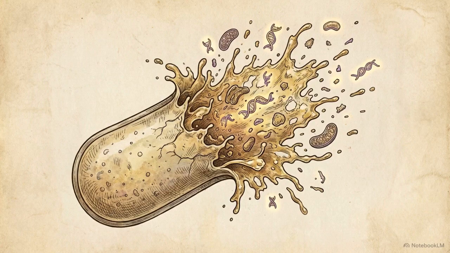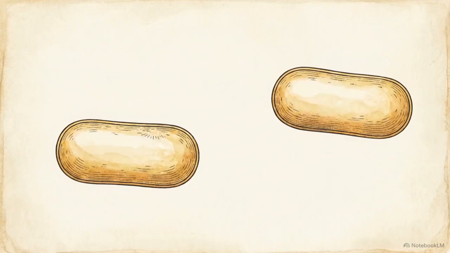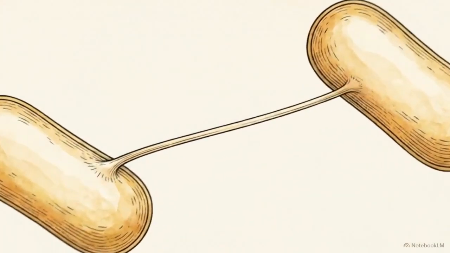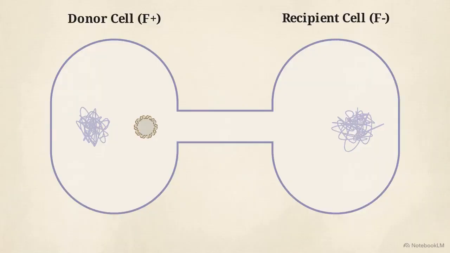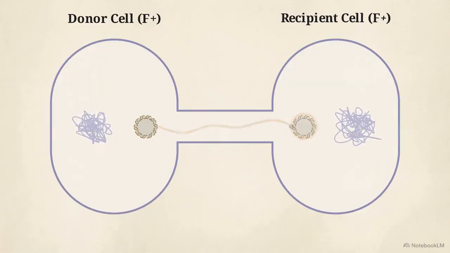The first method is transformation. When a neighboring bacterium ruptures, it spills its internal contents. Nearby cells sweep up that free-floating genetic material and integrate it directly into their own genome. The second method is conjugation. Two living bacteria extend a fragile bridge, called a sex pilus, to connect to one another. Once linked, the donor cell pushes a copy of its DNA directly across the bridge into the recipient.